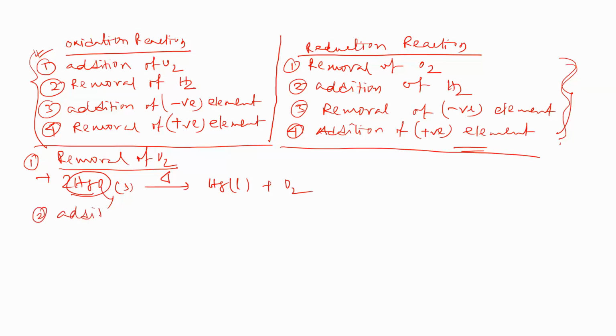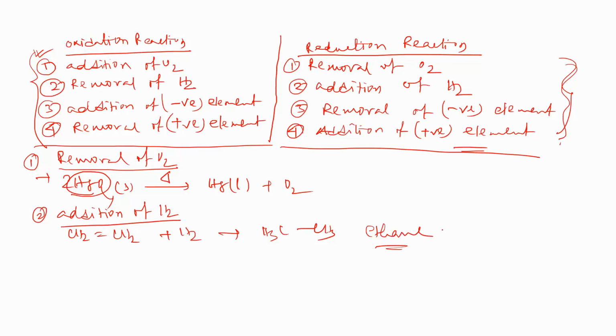Similarly, for the addition of hydrogen, it is an alkene. In presence of hydrogen, it will form ethane. So this type of reaction is the hydrogenation reaction, hydrogenation of alkene.